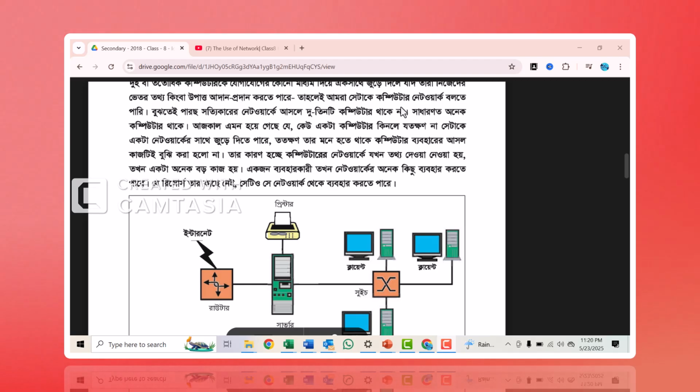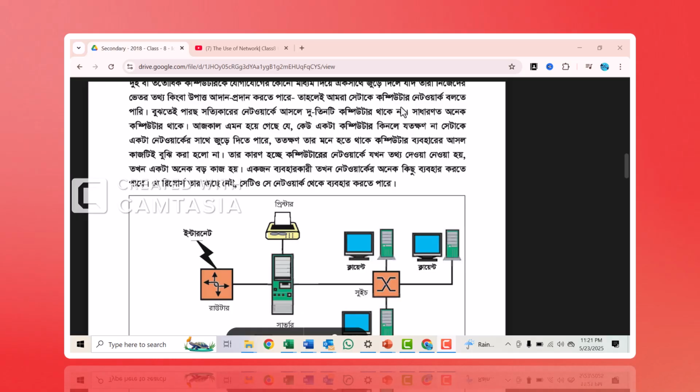Then the types of network. Now we'll learn the types of networks. LAN is for small areas like your school. WAN covers large areas like the internet. MAN is used for cities. LAN is within a school, the same building.